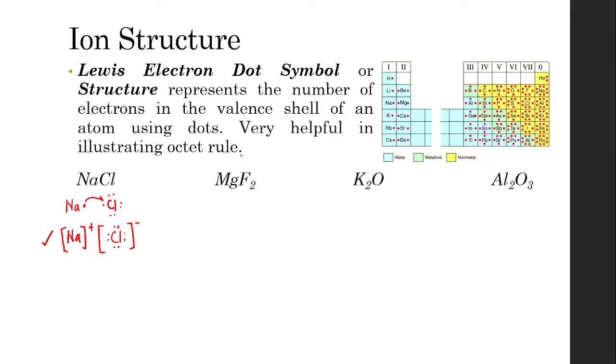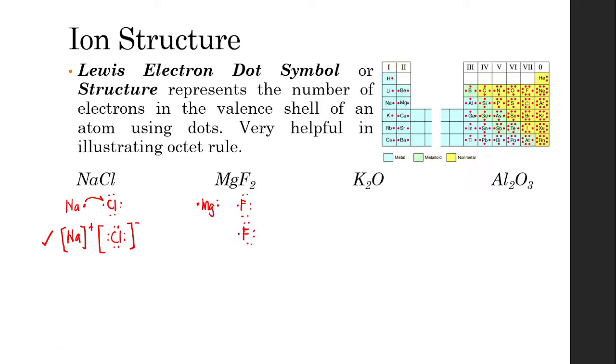Now let's look at our magnesium fluoride. Magnesium is found at column number 2, which means our magnesium will have 1, 2, and our fluorine is found on group number 7. So we have our fluorine 1, 2, 3, 4, 5, 6, 7, and since we have 2 fluorine, you will write 2 fluorine, 1, 2, 3, 4, 5, 6, and 7.